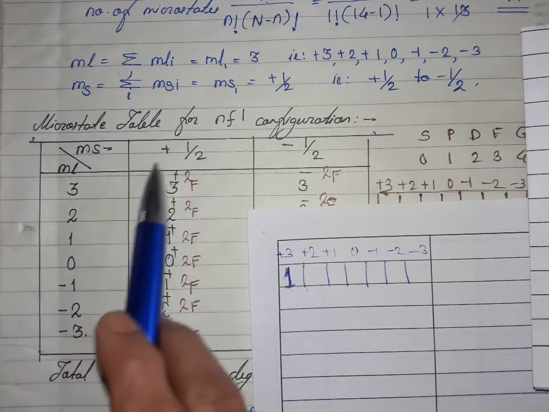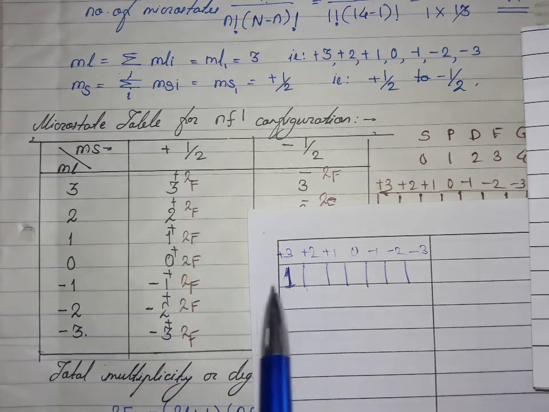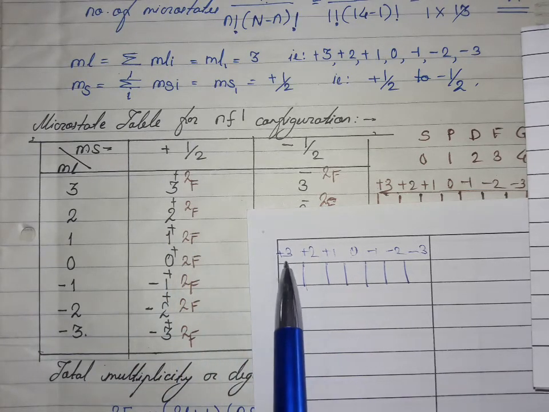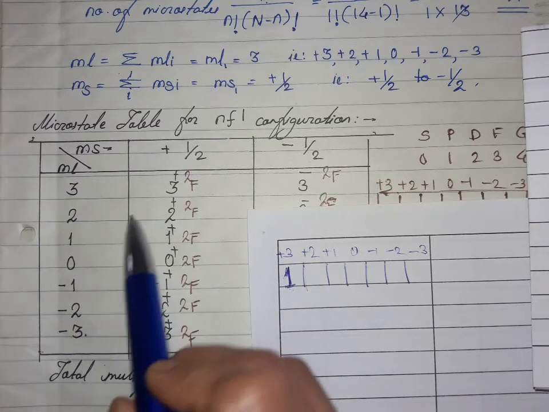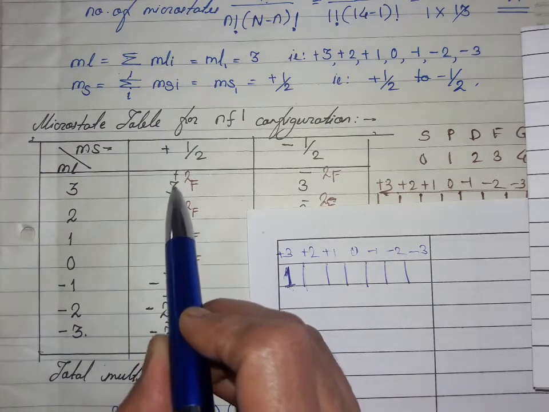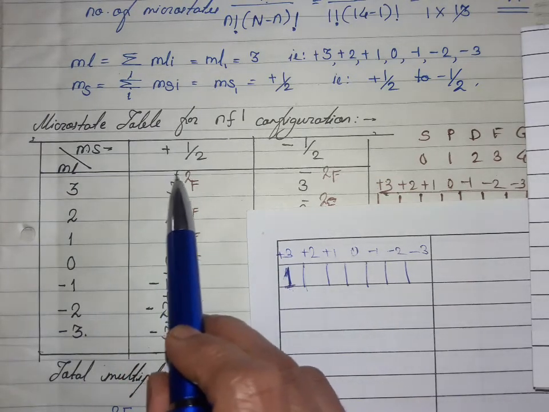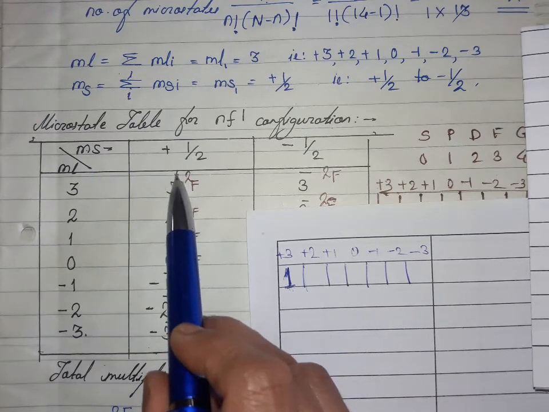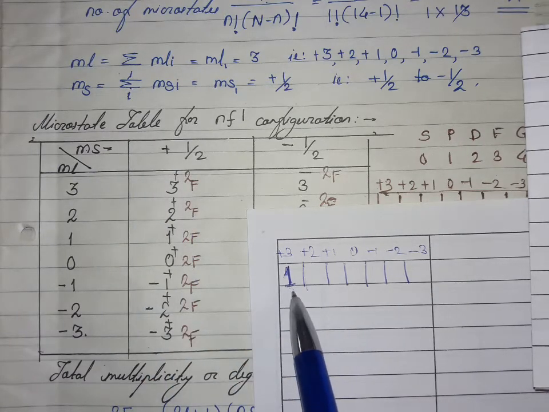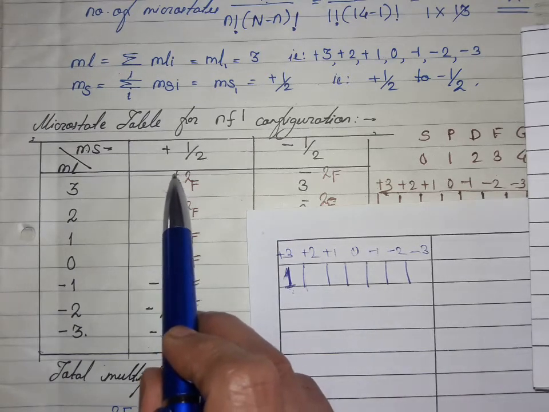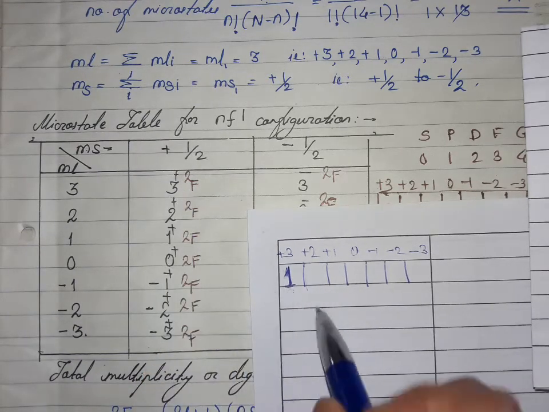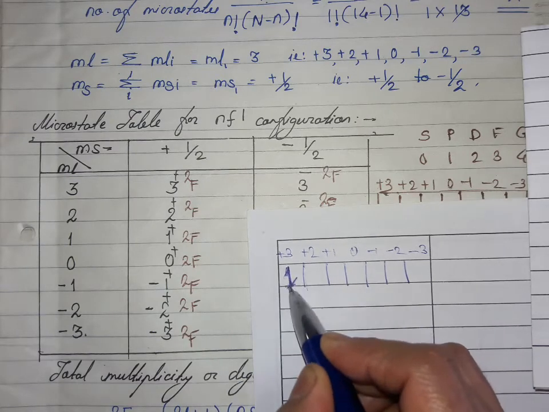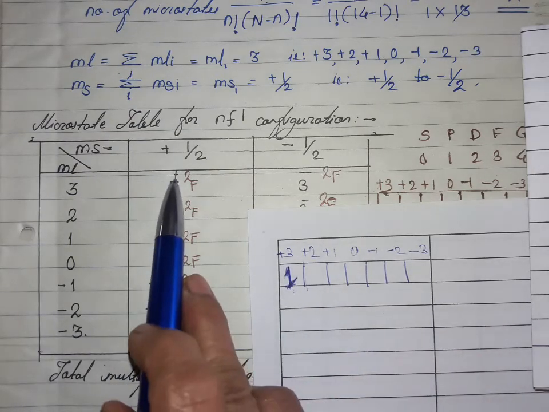Then ml is +3 and ms is +1 by 2. So the electron is in the +3 state, +3 shell. Write down the shell number, that's why it is 3. And what does this plus or minus sign indicate? This sign indicates the spin of the electron. If the spin of the electron is positive, then this sign is positive. And if the spin of the electron is negative, then this sign must be negative.